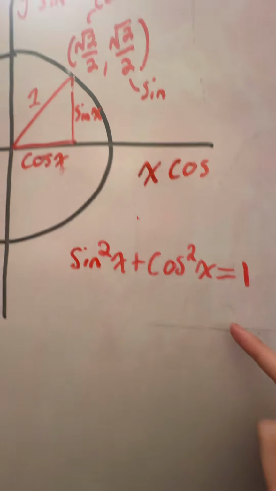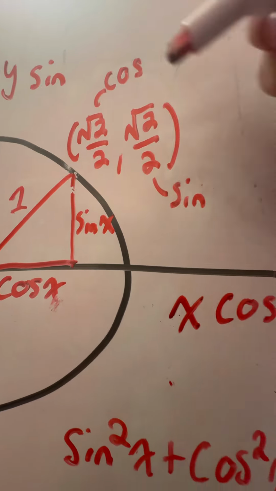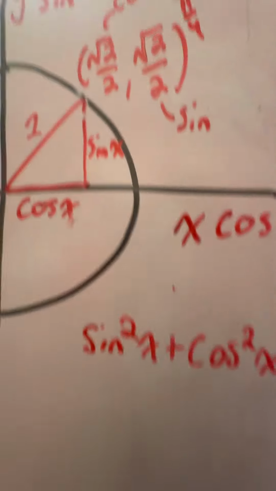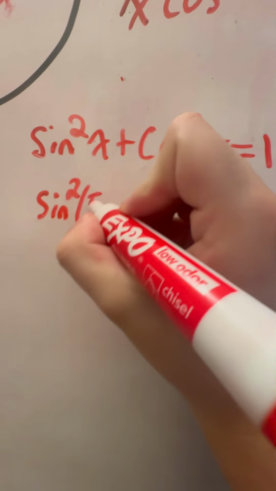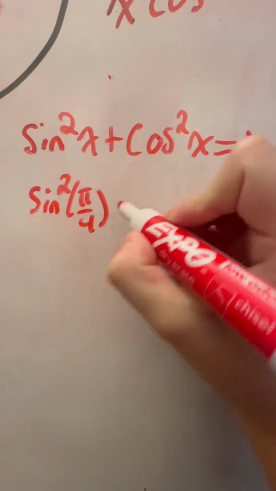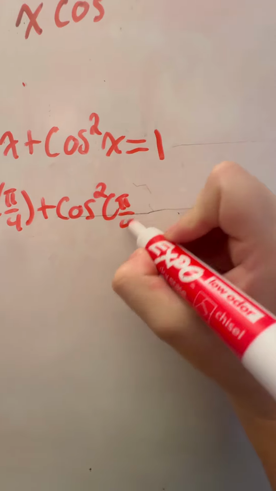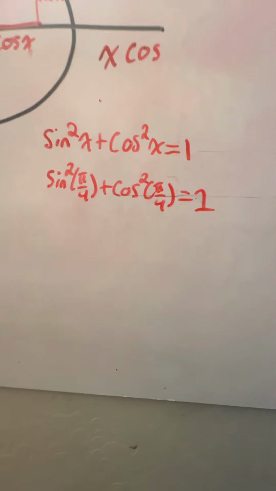And so if, for example, we used this coordinate here, this is the coordinate pi over 4, or the radian pi over 4. If we were to do sine squared of pi over 4 plus cosine squared of pi over 4, this is going to equal 1. And so you can check that with your calculator.